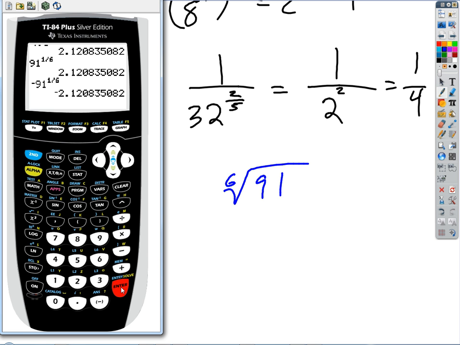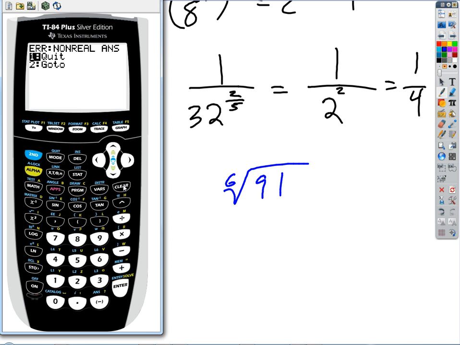Okay, remember, if I'm taking an even root of a negative number, I've got to put that negative number in parentheses if I do something with it. Otherwise, the calculator is only doing the 6th root of 91 and then multiplying that answer by negative 1, which is not what I want, right? So I've got to go in parentheses, negative 91, to the 1/6, and now it tells me, oh, non-real answer, as it should. There shouldn't be an answer.